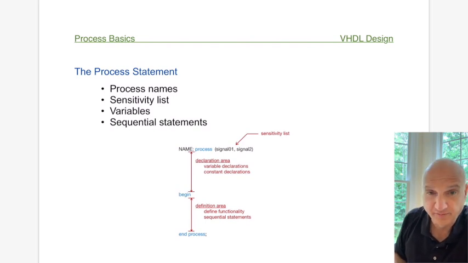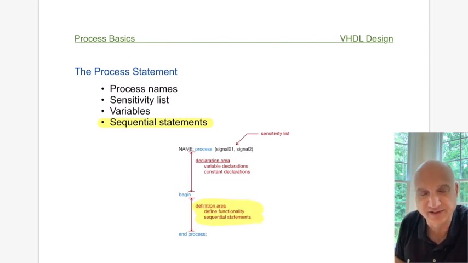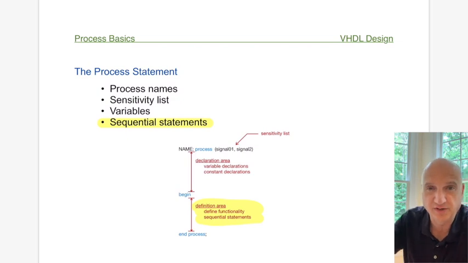Also, the other very big difference here is that we stressed in the early part the fact that we had concurrent statements in our architecture. This definition region inside of a process is purely sequential, just like a regular program would be, like if you're programming in C. So commands execute from the top and work their way down, and that's the process. It is a sequential set of statements, just like you're used to in coding.